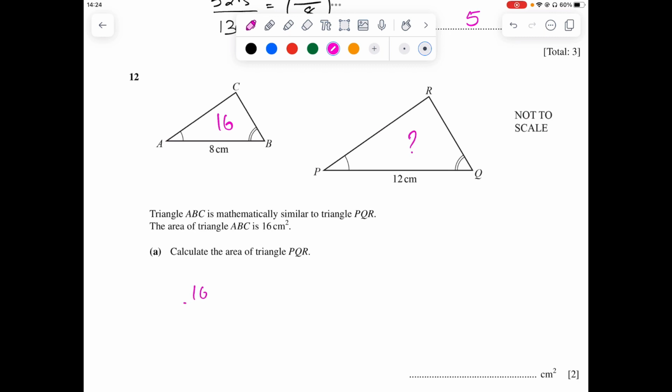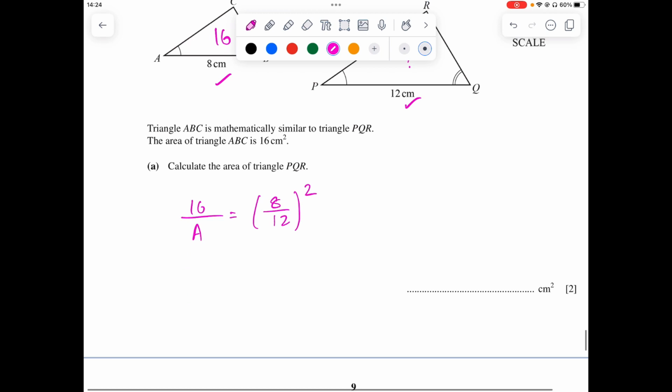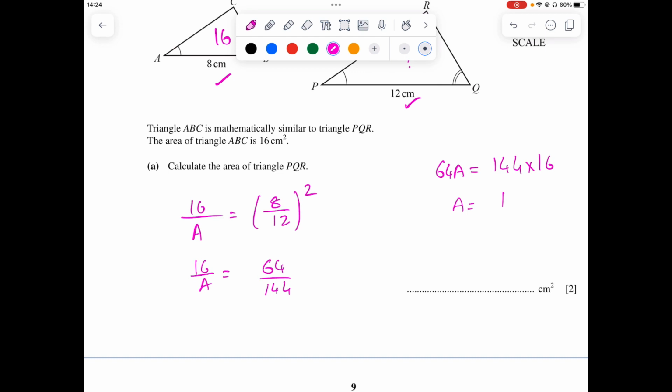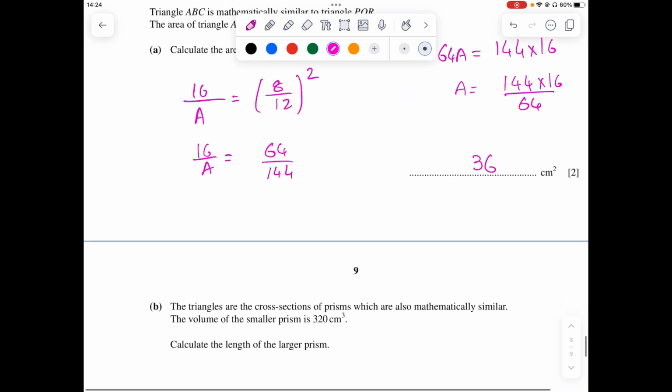So 16 upon area of triangle PQR equals side is 8, side is 12, 8 upon 12 whole square. So 16 upon A equals 64 upon 144. Cross multiplication: 64A equals 144 times 16. So A equals 144 times 16 divided by 64. Simplify that, you should be getting 36.